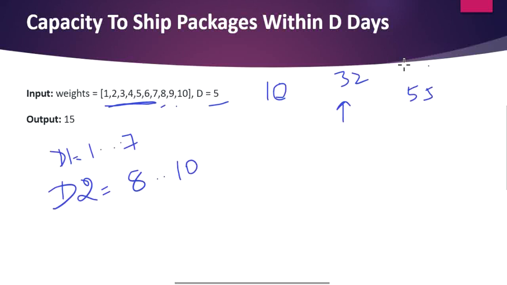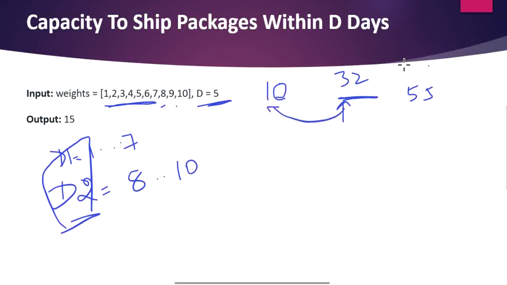So instead of 5 days, within 2 days, if we send a maximum weight of 32, we can ship all the items, which is actually very less. So we can have the rest of the 3 days to ship items with lesser weight. So we are shifting our upper limit to 32 and the weight somewhere resides between 10 and 32.